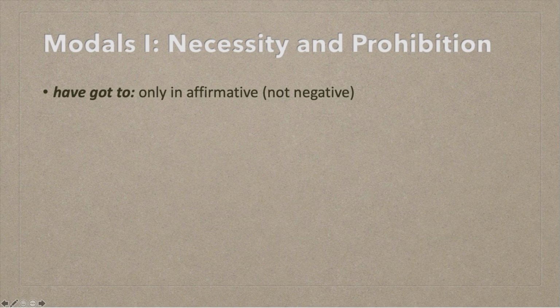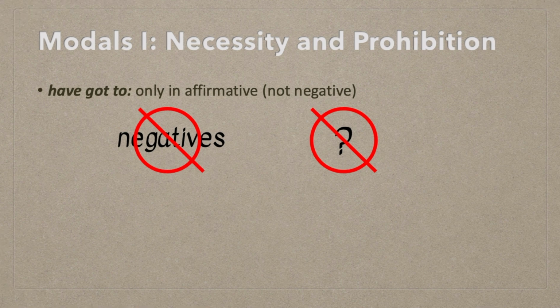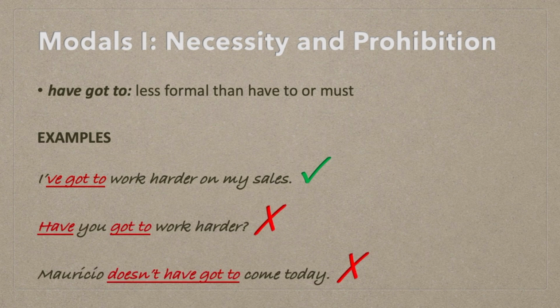Finally, have got to is also used to talk about necessity, but this is less formal than have to or must. It's only used in the affirmative, so there's no negative, have not got to, and there's no question with have got to. It just doesn't make any sense. We can say, I've got to work harder on my sales, if I'm a salesperson. But we can't say, have you got to work harder? Or, Mauricio doesn't have got to come today. These are just not done. Okay, so that's modals of necessity and prohibition.